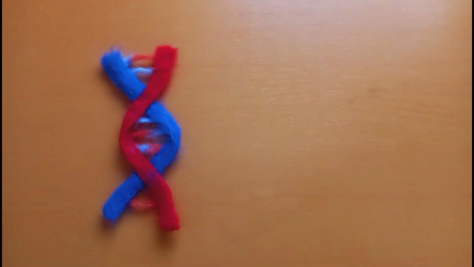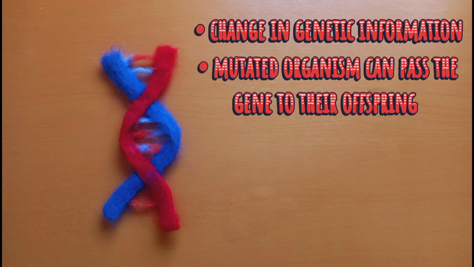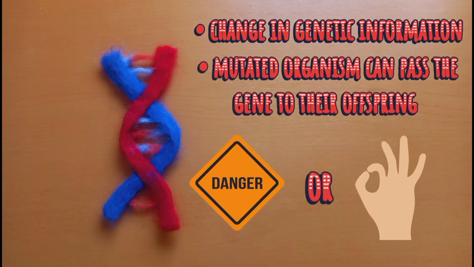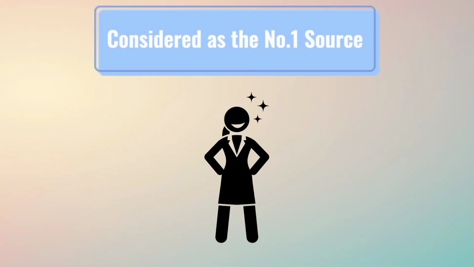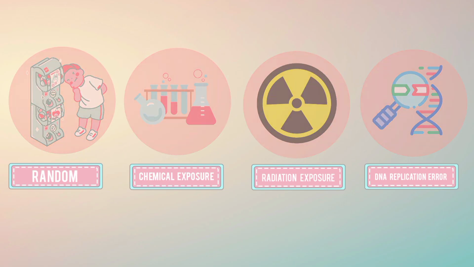Let's move on to mutation. Mutation synthesizes a new DNA sequence. In other words, there's a change in the genetic information that can either be dangerous or advantageous for the organism. It is considered the number one source of genetic variation that can be initiated randomly or have certain factors for it to occur. Lastly is gene flow or gene migration.